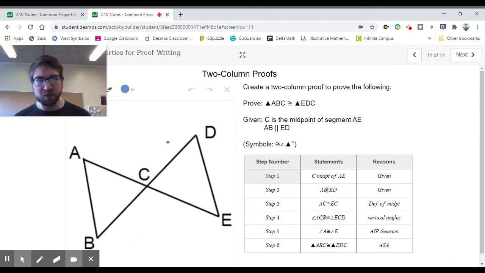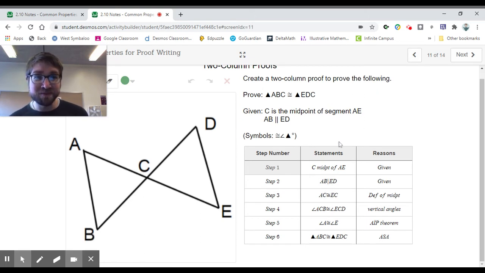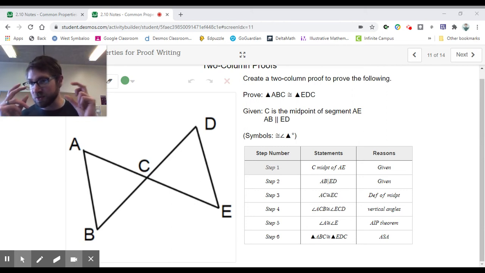All right, so let's look at a couple of examples of proofs together. Okay, we're going to try this with a slow reveal. It is given to us that C is the midpoint of AE and segment AB is parallel to segment ED. We want to prove that the two triangles ABC and EDC are congruent. Now, with a two-column proof, almost always I recommend the first thing you should do is re-list the given information, just because that's setting your baseline. This is what I know to start with, and then you can build from there.